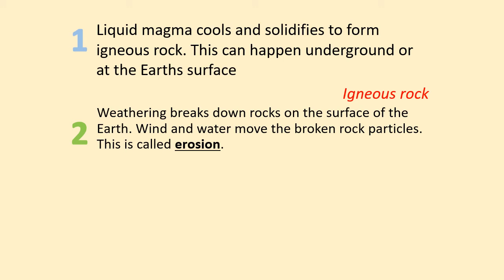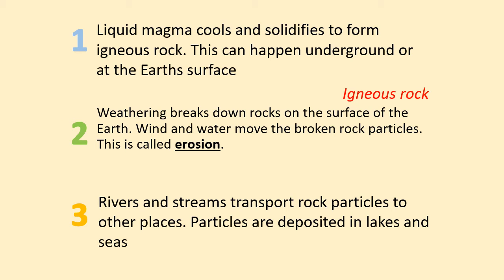The next thing that happens is if we have igneous rock, weathering, so that's the wind, the rain, etc., can break down the rock on the surface of the Earth, and wind and water will move those broken rock particles, or sediment, away. That process is called erosion, and that's how bigger rocks get broken down into small pieces. Third process is that rivers and streams can move the rock particles to other places, and these particles or sediment get left in lakes and in seas.